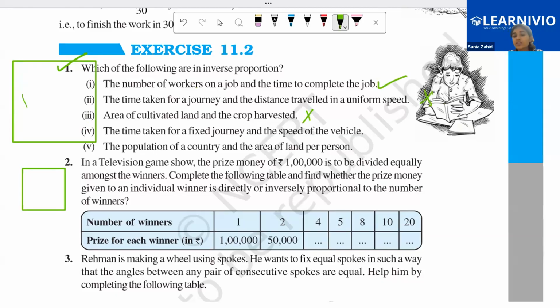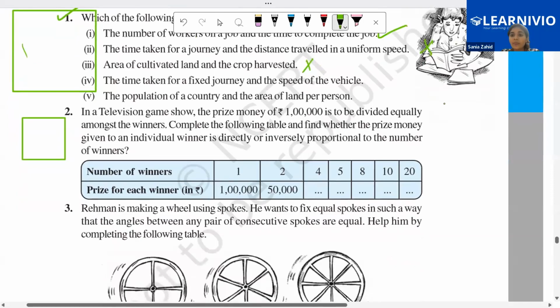Time taken for a fixed journey and the speed of a vehicle. Inverse. See, if the speed is higher, then the time will reduce. So it's inverse. Next, population of a country and the area of land per person. Inverse. Explain. Ma'am, in the population of a country, if there are fewer people, the area of land per person will increase, while if there are more people, the area per person will decrease.